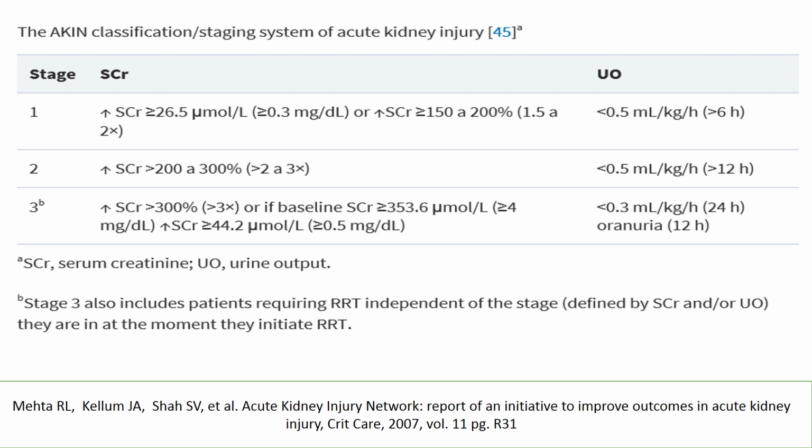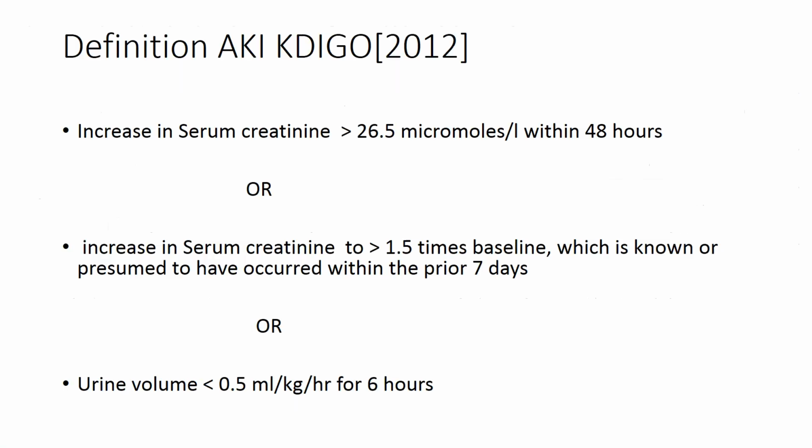In addition, they looked at the last 2 stages in the RIFLE criteria as being outcome measures rather than staging of the severity of acute kidney injury. So they removed the last 2 stages, and so for the AKIN criteria, they had 3 stages. And then finally, the KDIGO criteria, which I'm about to show.